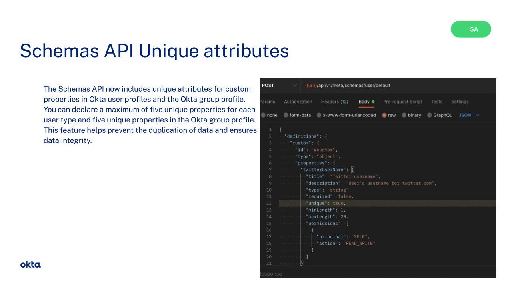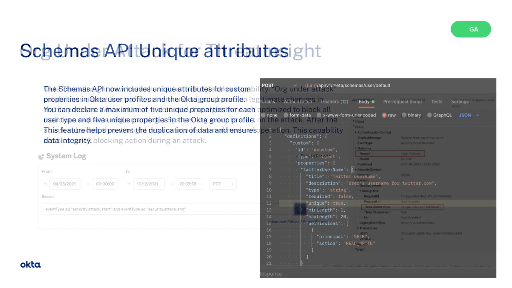You can declare a maximum of 5 unique properties for each user type and 5 unique properties in the Okta group profile. This feature helps prevent the duplication of data and ensures data integrity.